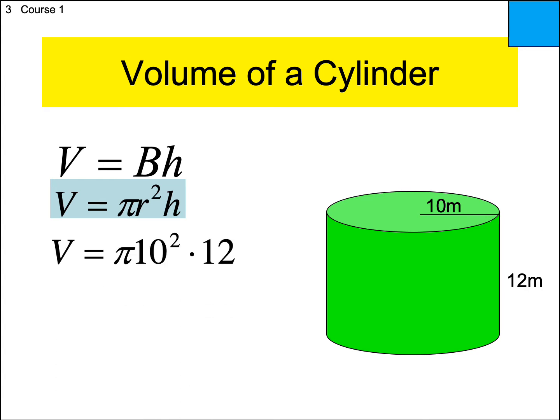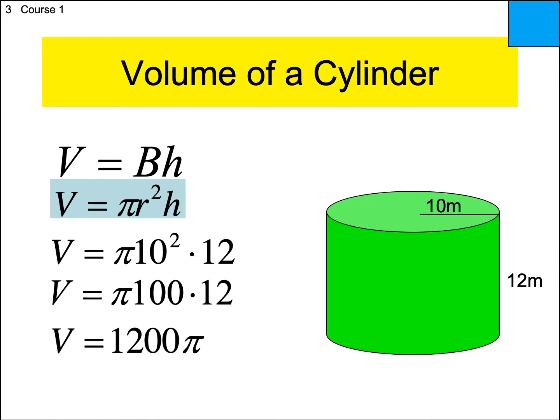All right, so we got to be careful here. Remember, that's not 10 times 2. That's 10 written twice. PEMDAS says we got to do exponents first. So 10 squared is 100. 100 times 12 is, what do you got? 100 times 12? Yep, 1200. So that's the answer in terms of pi, 1200 pi cubic meters.